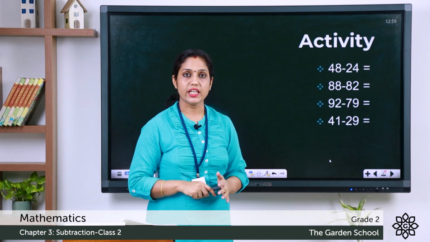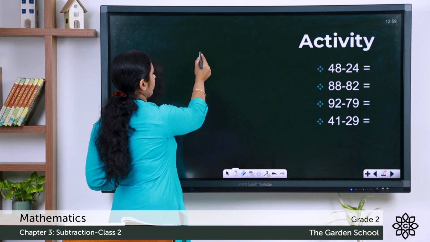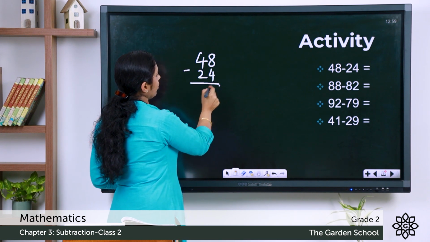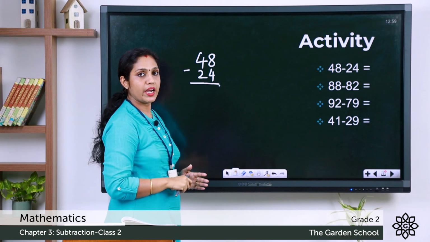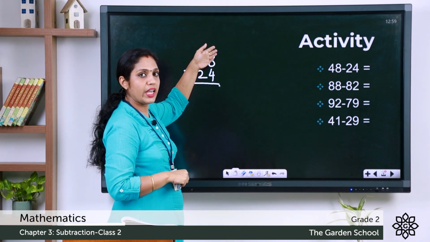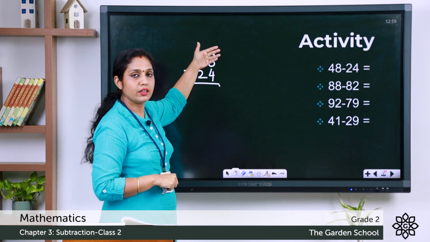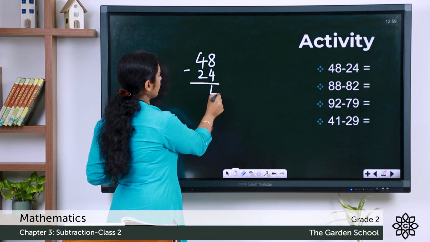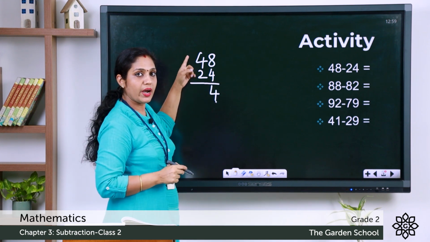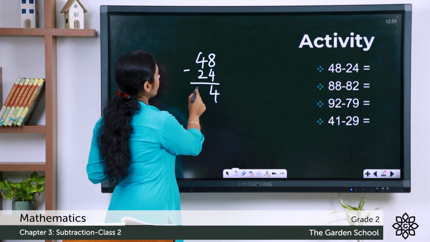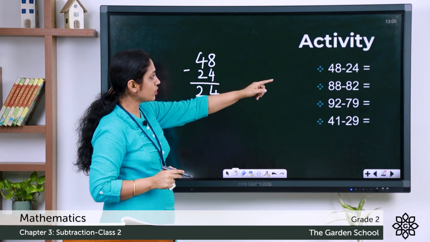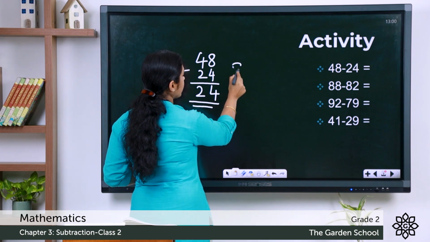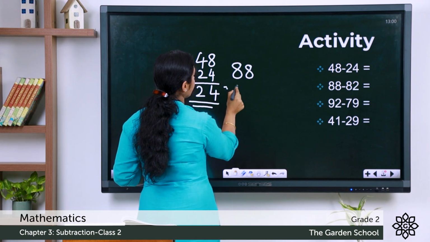First we have 48 minus 24. In the ones place, we have 8 minus 4. 8 is greater, so we are able to subtract 4 from 8. So 8 minus 4, the answer is 4. In the tens place, we have 4 minus 2, answer 2. So the answer for 48 minus 24 is 24. Next question we have 88 minus 82.